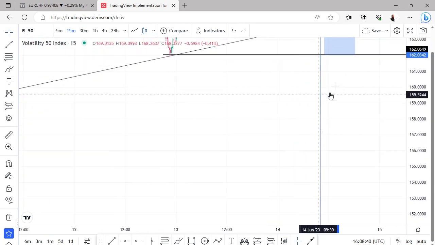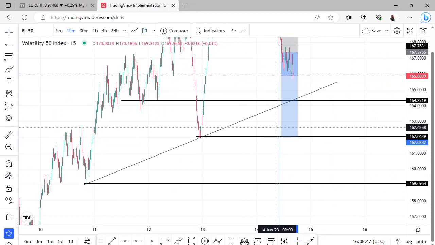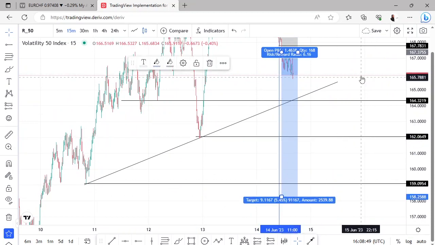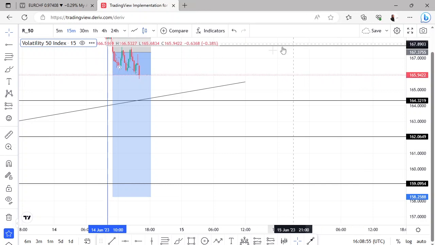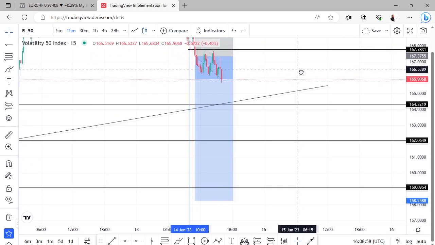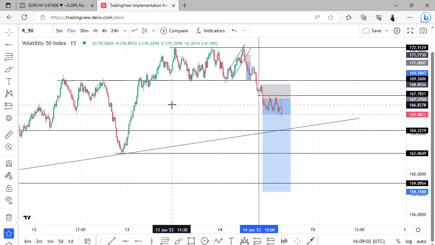Then after that level is broken, you target another level over here. You follow what the market is giving you. You're not actually creating opportunities for yourself, you're taking opportunities from the market. So that's how I actually trade these synthetic pairs, these synthetic indices.